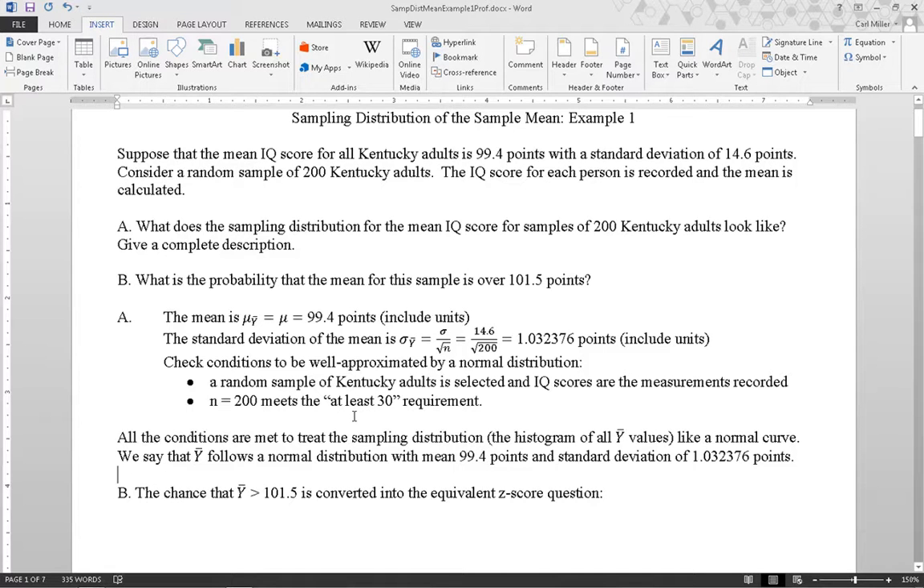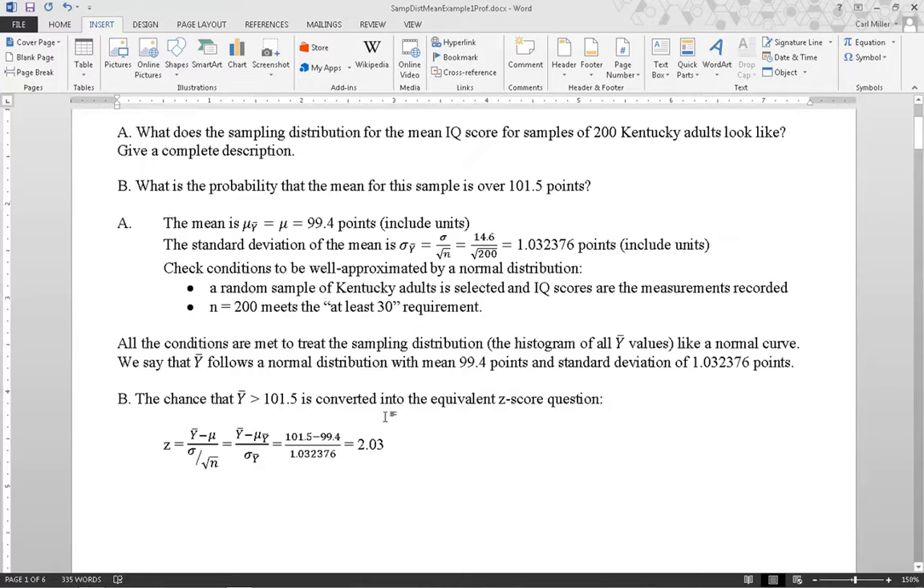For part B, you start with the value, then convert to a z-score and use table Z. So the chance that the sample mean y bar is more than 101.5 is converted into the equivalent z-score question. The 99.4 points is the mean of the normal distribution, and the denominator of 1.032376 is the standard deviation. The result is that z is 2.03.